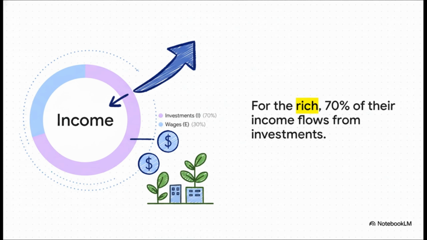But now, flip that coin over and look at the rich. The whole picture is inverted. A full 70% of their income is flowing from their investments, from the I quadrant. They aren't living off their labor, they're living off their assets. Their money is doing all the heavy lifting, not their time. This isn't just a small tweak, it is a completely different financial reality.